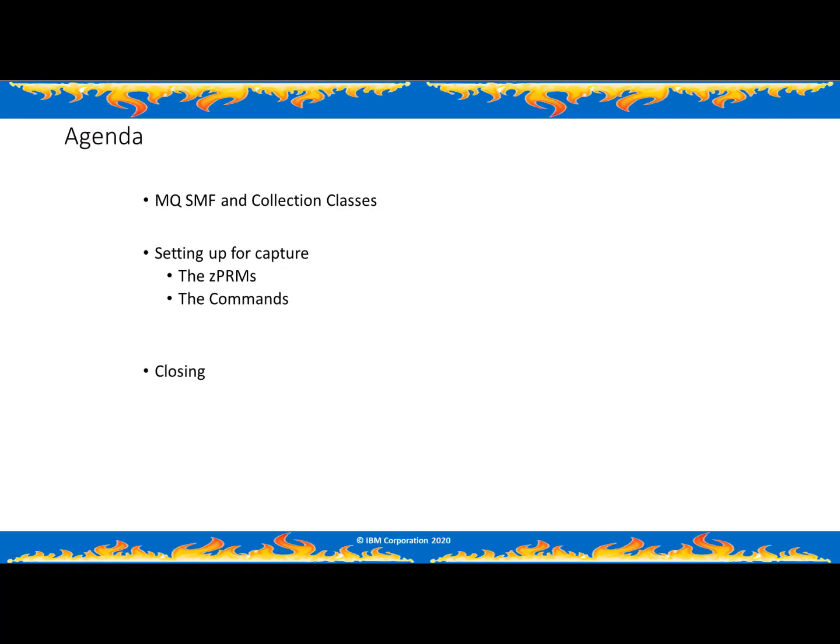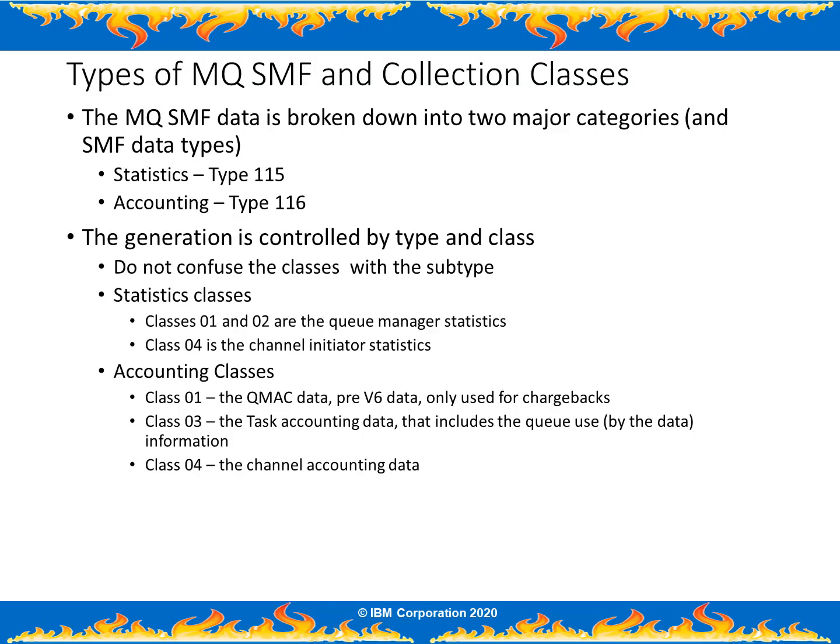This is the agenda for this session. We'll be talking about the MQ SMF and collection classes and how to set up for the capture of the different types of data. The MQ SMF data is broken up into two different types: the statistics data, which is also known as the 115s, and the accounting data, which is also known as the 116s. We use the terms 115 and statistics data, and 116 and accounting data, interchangeably when we're talking about these as well.